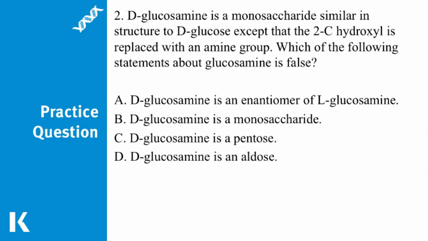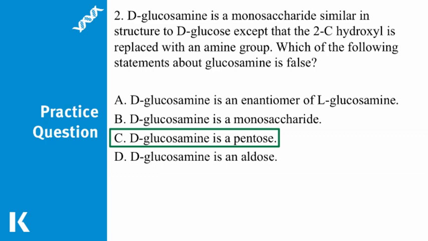Now why don't you tackle a second question? This one is asking you to imagine D-glucosamine, a monosaccharide structurally similar to D-glucose, except for the replacement of the 2C hydroxyl group with an amine group. Also, please keep in mind that the question stem is asking you to determine which of the following statements is false, a common MCAT tactic for which you should be on the lookout. The answer here is C.